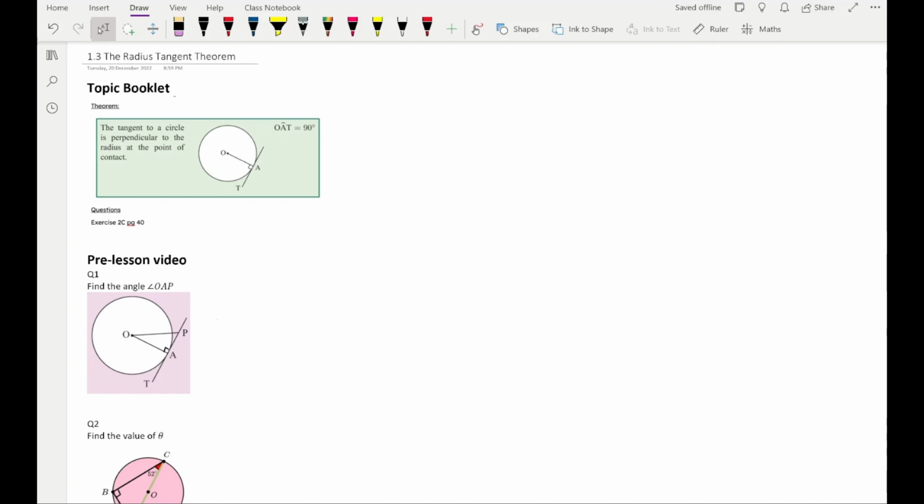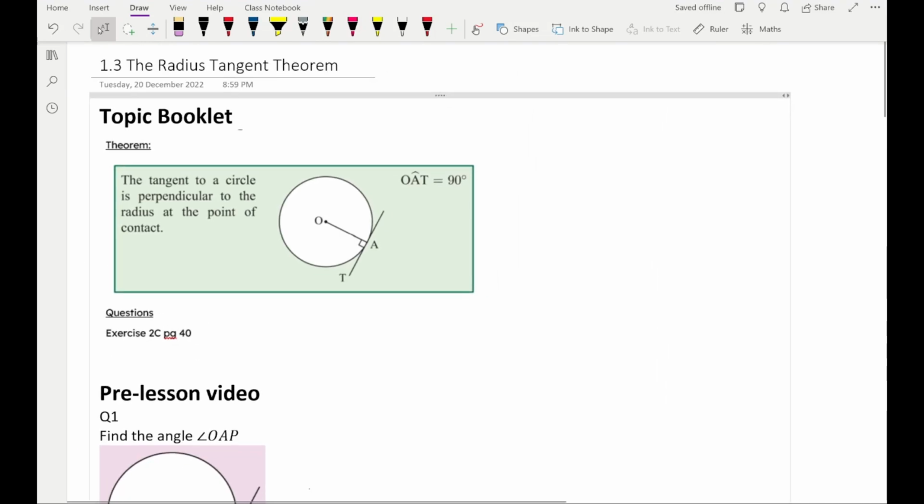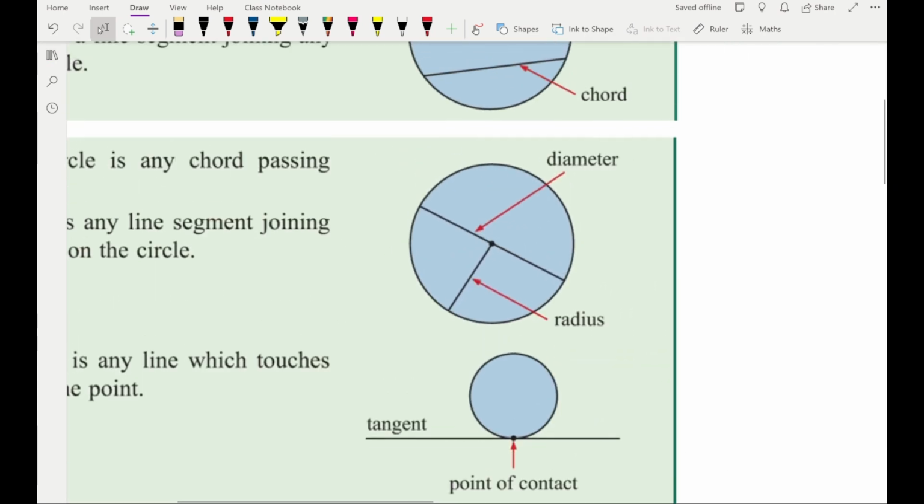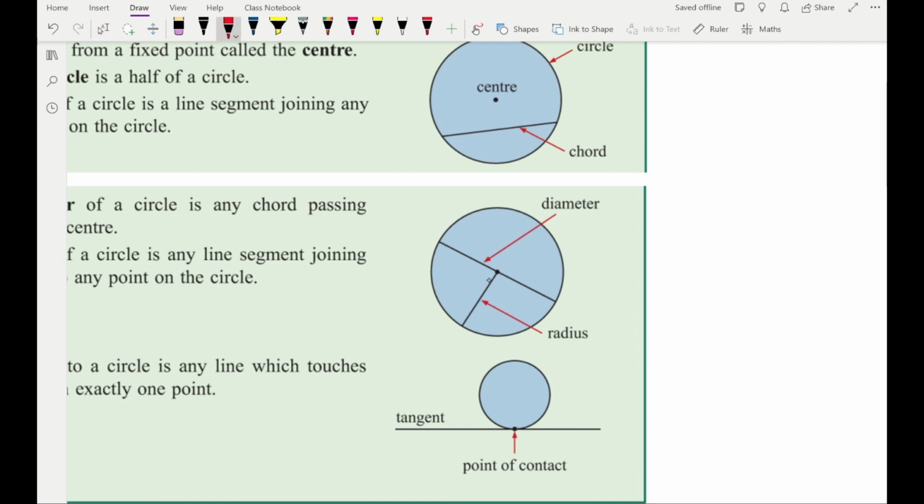Okay, in this video we're going through the radius tangent theorem. Now to understand this one we need to know what a radius and a tangent is, so let's have a look. Radius you're probably familiar with already, and it's the line from the center of a circle out to the circumference. Just keep in mind it only goes halfway across, it's the diameter that goes the whole way across.